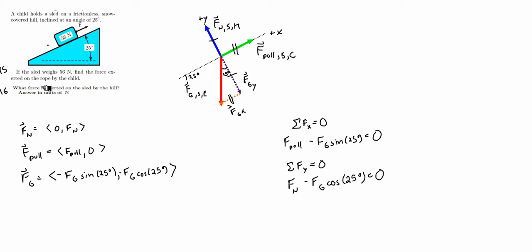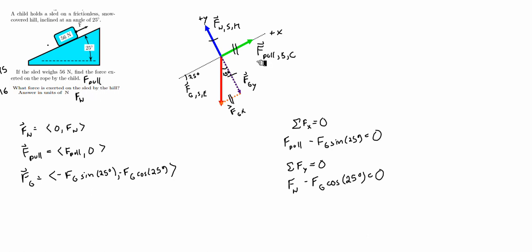So 15 asks for the force of this child pulling here, and 16 is asking, it words it in a weird way. It says, what is the force exerted on the sled by the hill? Well, that's just the normal force. So this is essentially asking for Fn, and this is essentially asking for, in my diagram, what's called F pull.